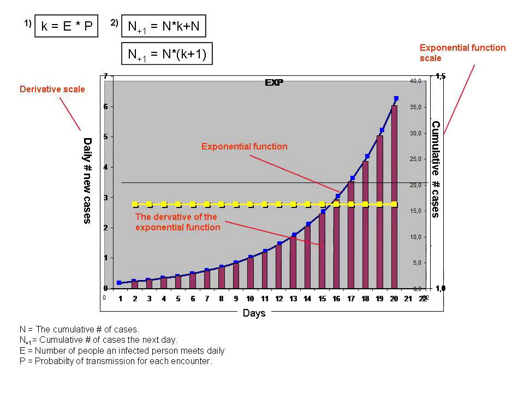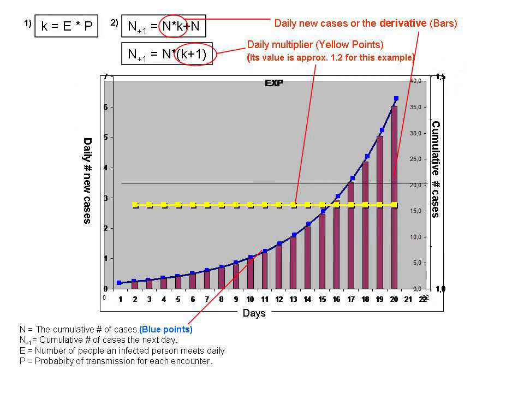You have to, first of all, notice that there are 3 scales in this graph. There is a scale for the derivative of the exponential function. There is a scale for the exponential function, and there is also another scale for the daily multiplier. The daily multiplier is the one shown in yellow. The blue ones are the cumulative number of cases, which is the exponential function, and the bar graphs are the new cases, daily new cases, which is in a sense the derivative of the exponential function.